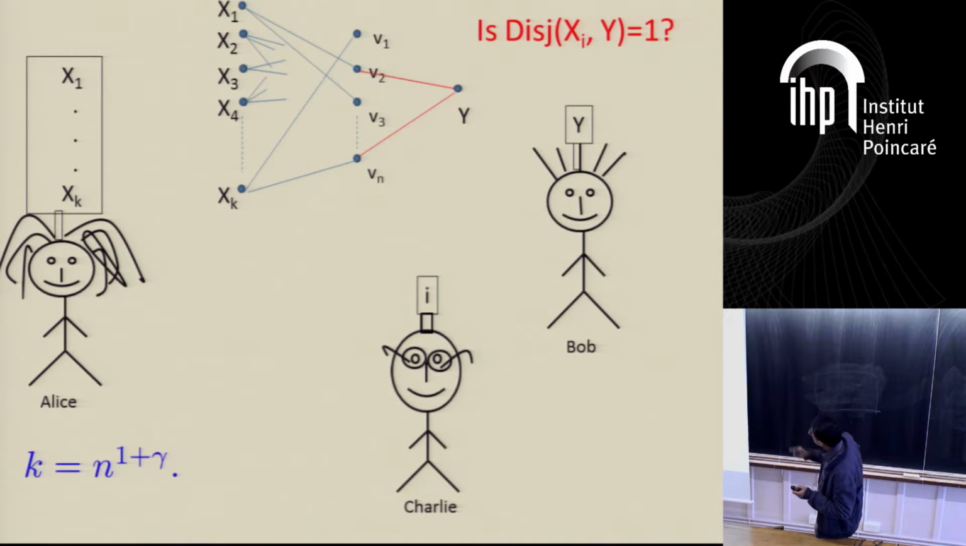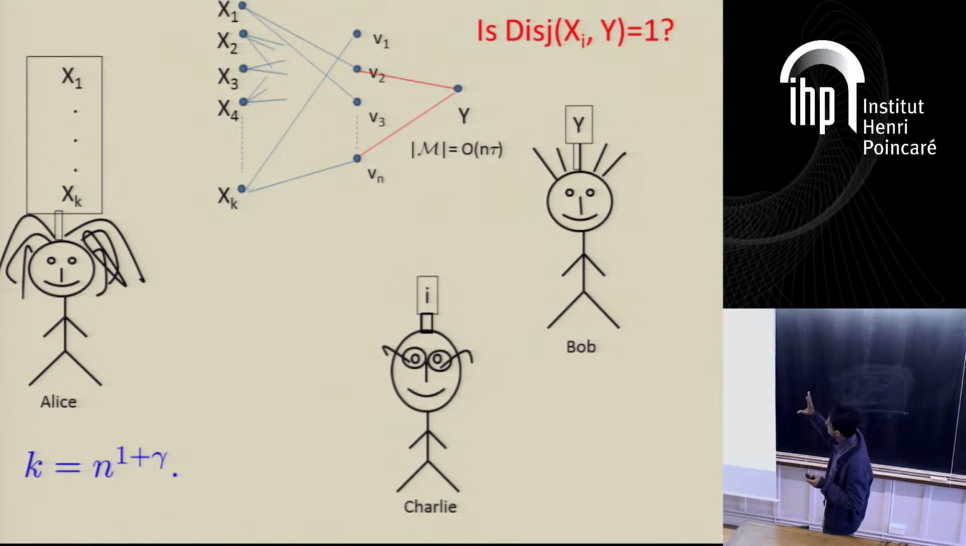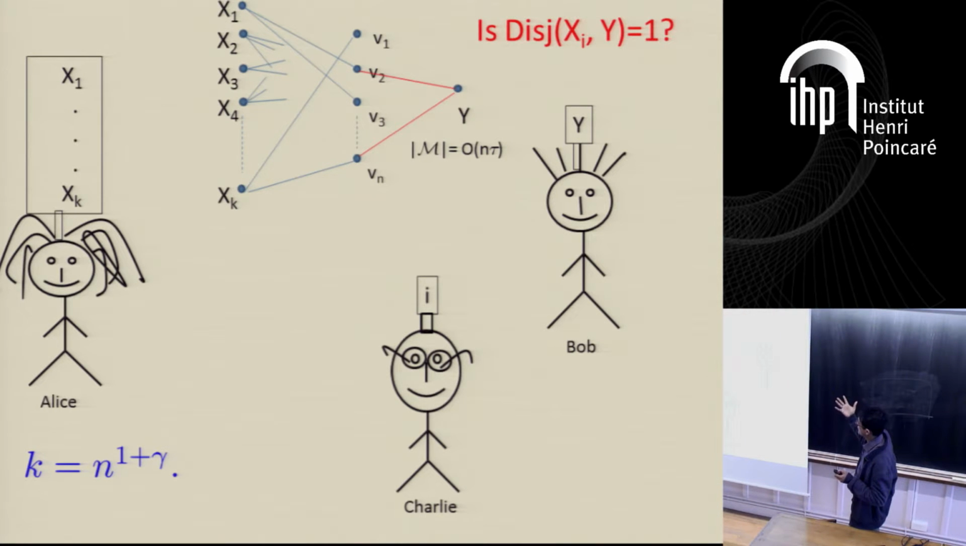Okay? And then Charlie looks at y, and now he knows, oh, this is what happened in phase 2. Okay? And then he also knows that my purported data structure accessed order n tau bits, because that was the time it was given, and updated the data structure, right?